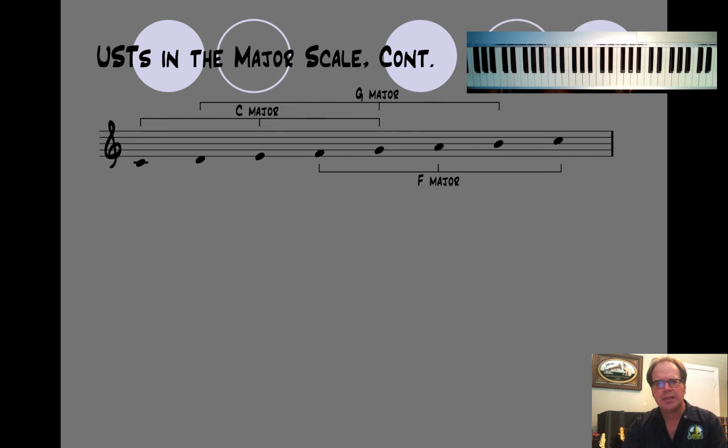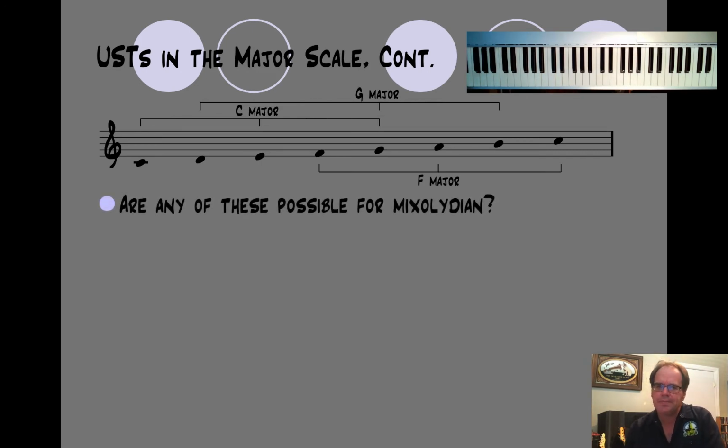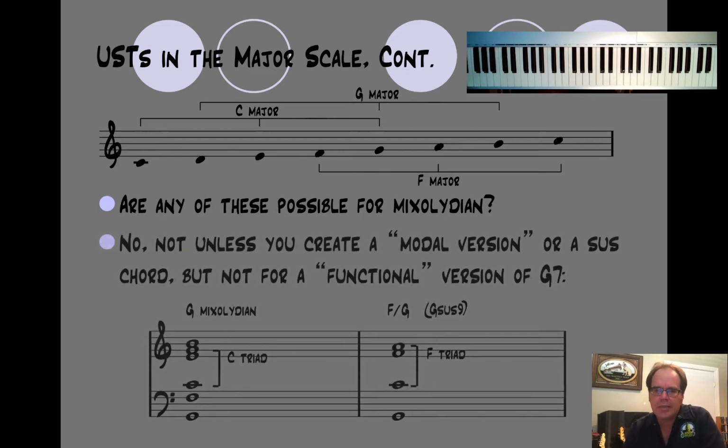What about Mixolydian? Let's see Mixolydian. Are any of those possible? Well, let's go through them. So the C major, not really, we're not really able to use that one because it's based on the avoid tone of C, right? It's not going to work on a G7.